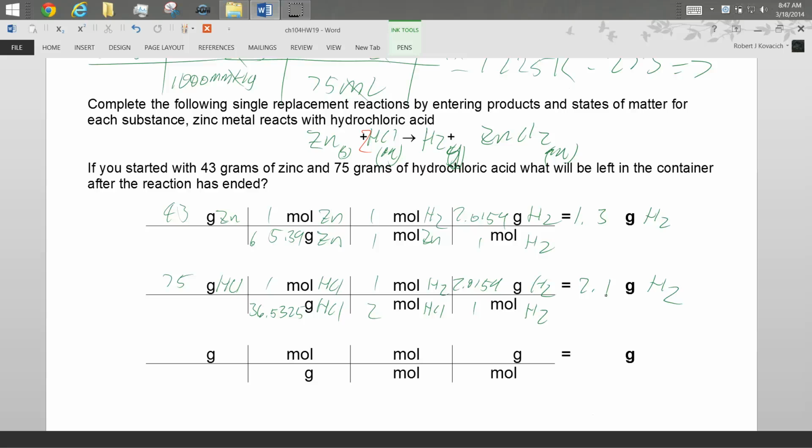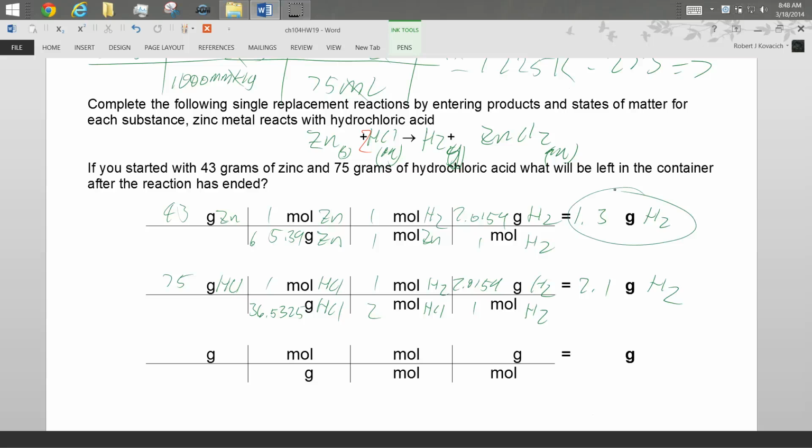The limiting reactant is zinc. The moment I've made 1.3 grams of hydrogen, what happens? The reaction stops because there's no more zinc. So what do you know is left in the container? HCl, and then also the hydrogen gas and the zinc chloride that I've made. So this is how much hydrogen gas is in the container for sure. We already calculated that. So what I need to do is calculate how much zinc chloride is in the container.